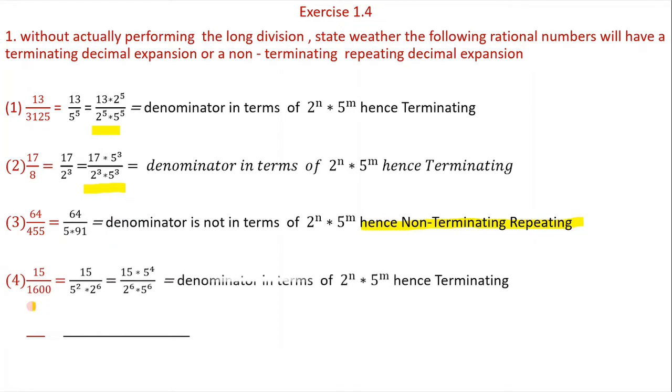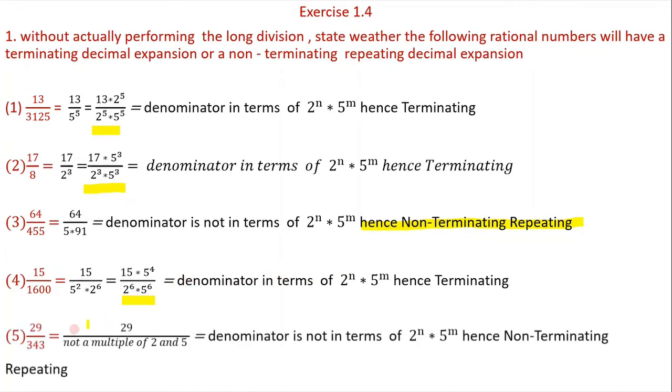Okay. Fourth problem, 15 divided by 1600. The prime factors for 1600 are 5 square into 2 power 6. In order to balance this equation, I want to multiply 5 power 4 on both sides. This implies 15 into 5 power 4 by 2 power 6 into 5 power 6. So, when we see it is in the form of 2 power n into 5 power m, hence it has a terminating decimal expansion. Okay.